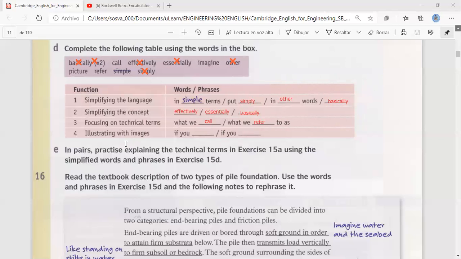How would you explain or tell the people, hey, look at the picture? Well, in this case, it is imagine. If you imagine. If you picture. Okay. Great. Yes, that is for illustrating with images. You make people use imagination so that it's easier for them to understand. Good. Great. So let me erase this, and now let's go down.